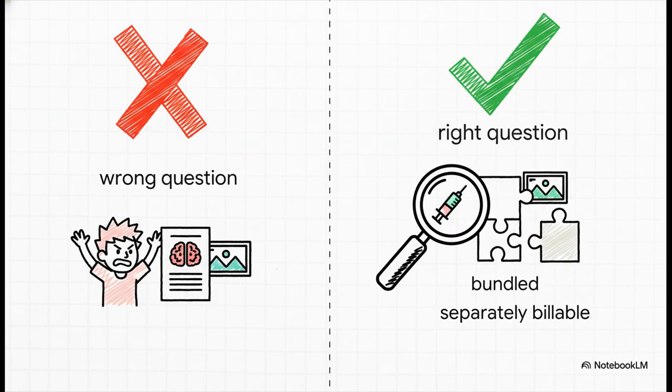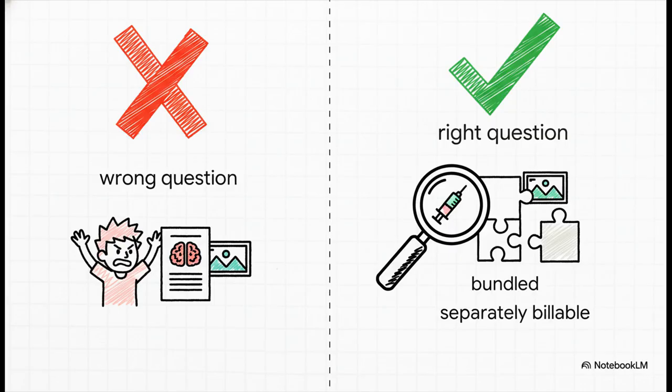So here's the real pro tip. Instead of getting into a debate about whether the imaging was medically necessary, which is a tough argument to win, the much more powerful question to ask is a procedural one. Is this specific imaging code considered bundled with the main procedure? Or is it separately billable according to the rules of your insurance plan and that specific facility?